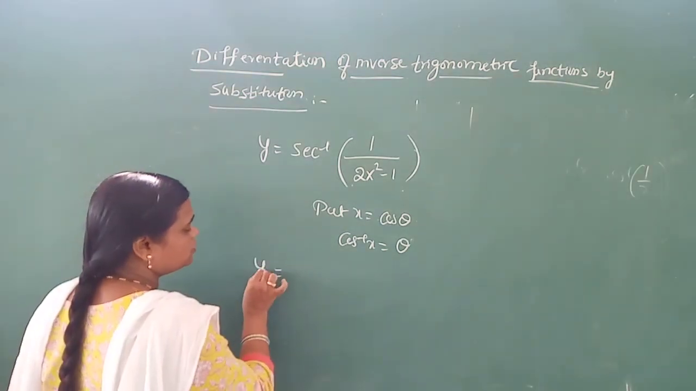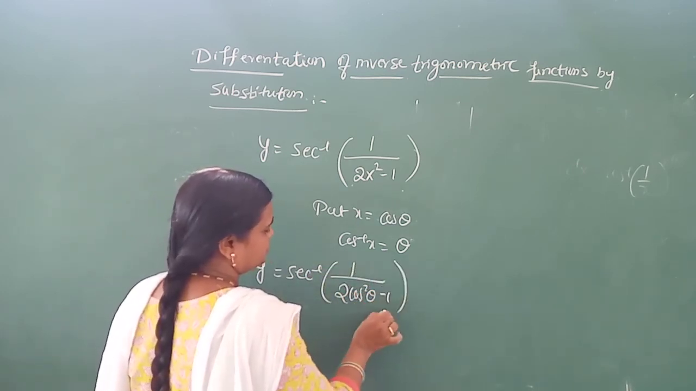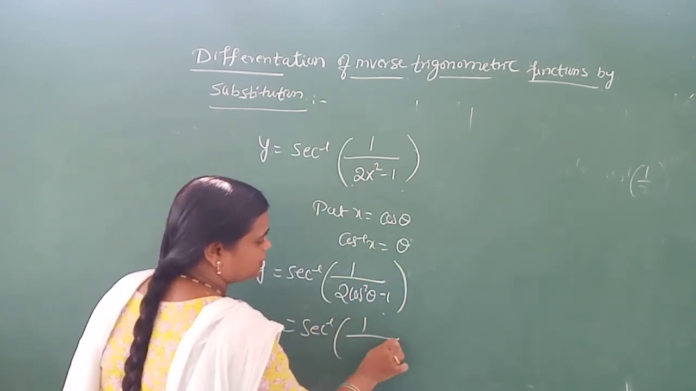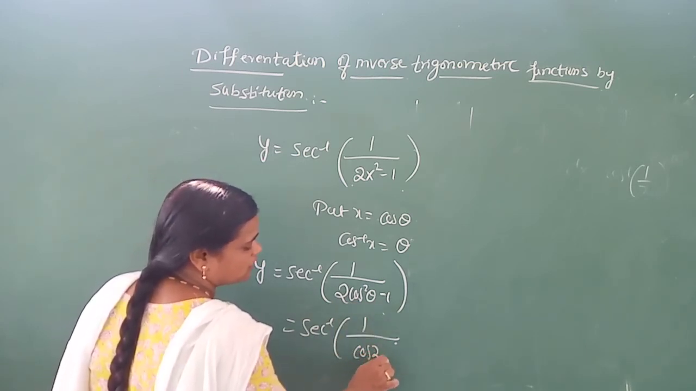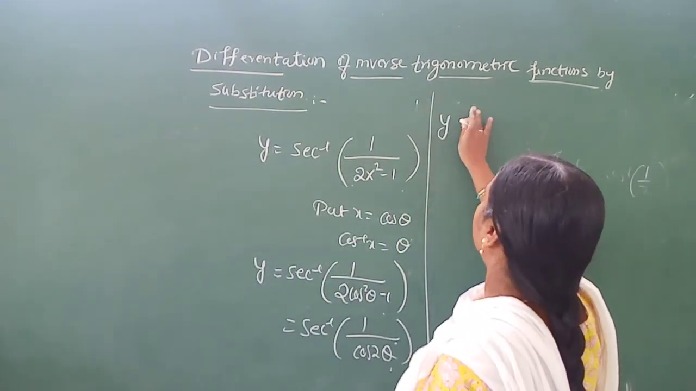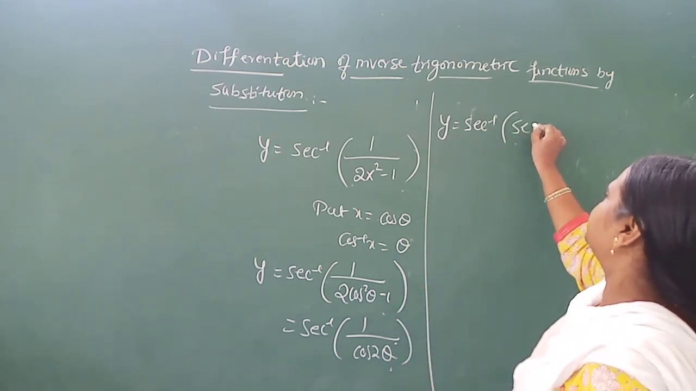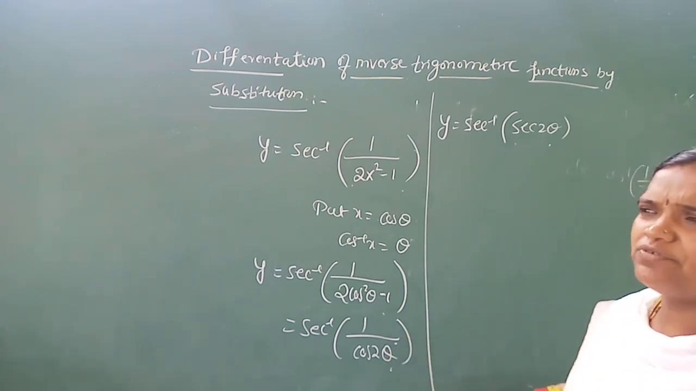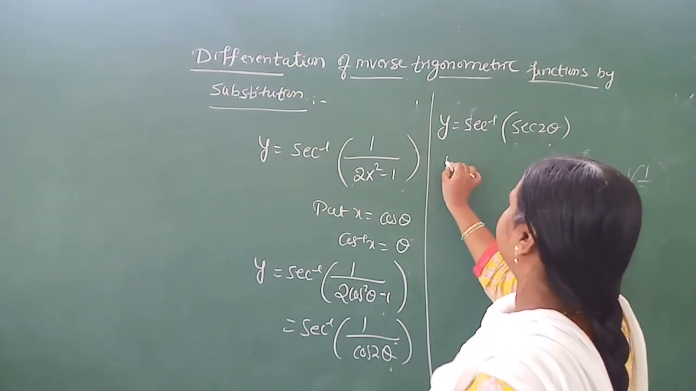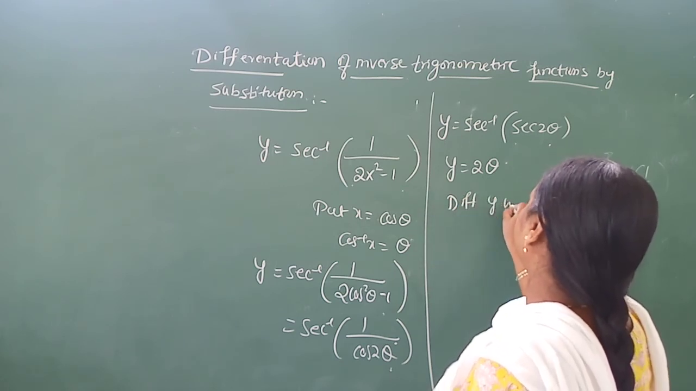Then y is equal to sec inverse 1 by 2 cos square theta minus 1, and we get sec inverse 1 by cos 2 theta, using the formula already given. Means we can write y is equal to sec inverse 1 by cos 2 theta, and 1 by cos is sec, so sec 2 theta. Next, we know that sec inverse sec of x is x. Therefore, we can apply y equal to 2 theta. Then do the differentiation. Differentiate y with respect to x.